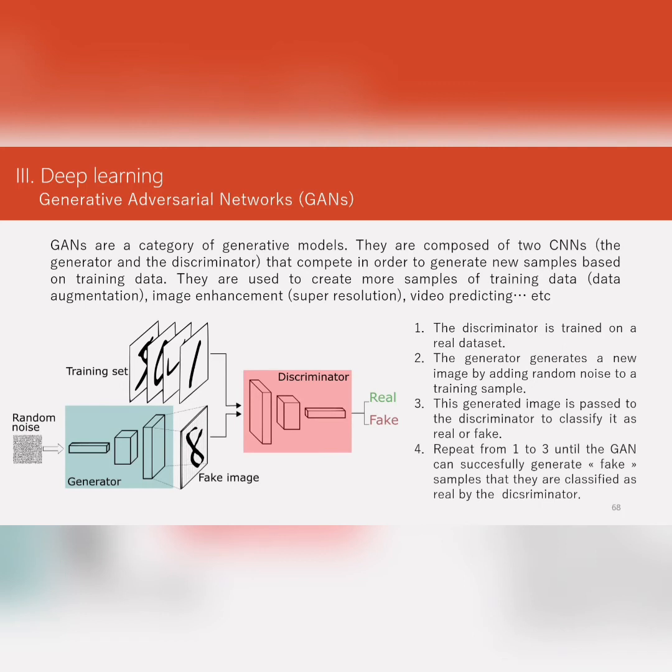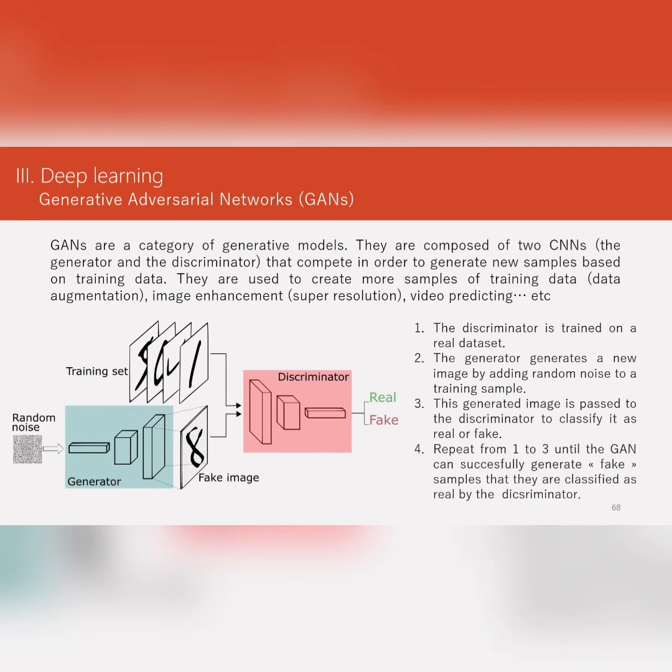Well, I think GANs are undoubtedly one of the most fascinating neural networks, and they have very useful applications. They could be used to create more samples of training data, data augmentation, image enhancement to improve the image resolution, video predicting to predict the next sequences in a given video, etc. So in order to train a GAN, first, the discriminator is trained on a real data set to learn how to distinguish between fake and real samples.